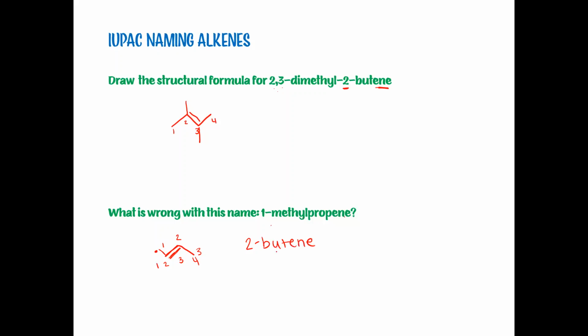Because 4 carbons means but, and you have the 2 to the 3, so it starts on the 2. Cis-trans isomerism. So, you can have cis-trans or EZ for alkenes.